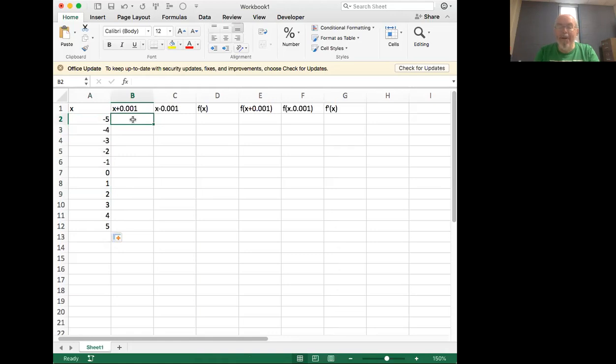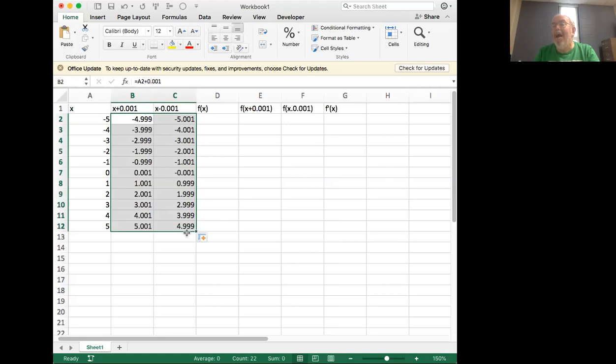The first formulas are easy formulas. I want A2 plus 0.001 and equals A2 minus 0.001. Once again, we do quick fill, highlight the 2 cells, drag down, and that evaluates at both places.